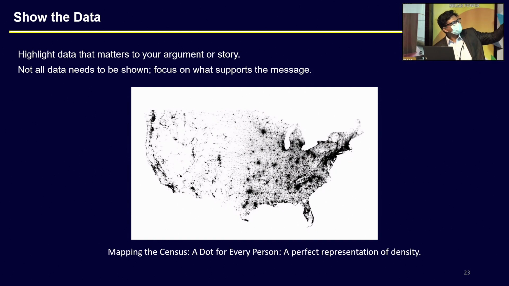So here, this is about population. So here, you don't see rivers, you don't see roads, you don't see any other land class, land use, whatever, but only the dots indicating the population density. So what is most important in this visual? Highlight data that matters to your argument or story. If you are talking about population, this talks about that as a blueprint.